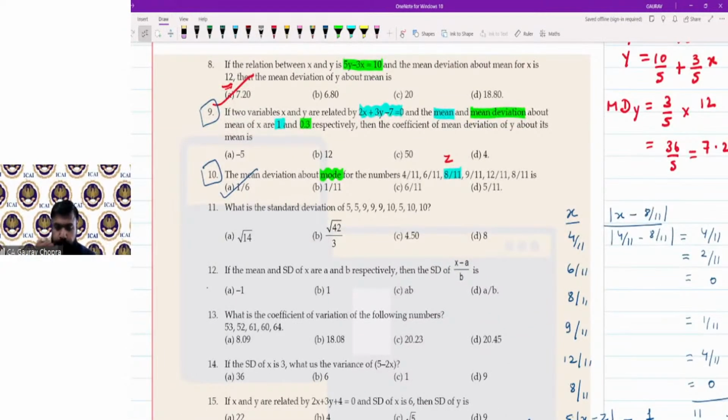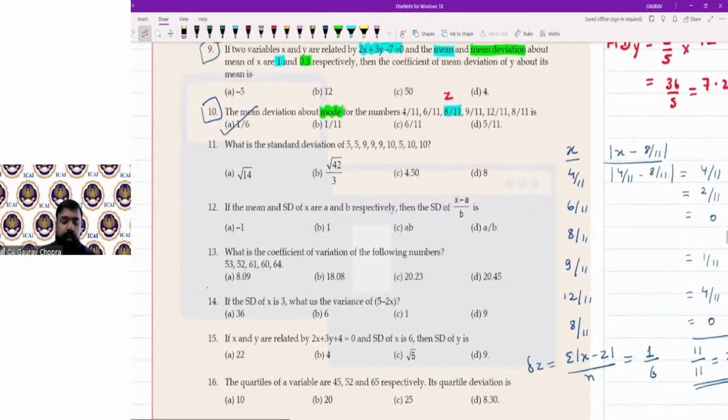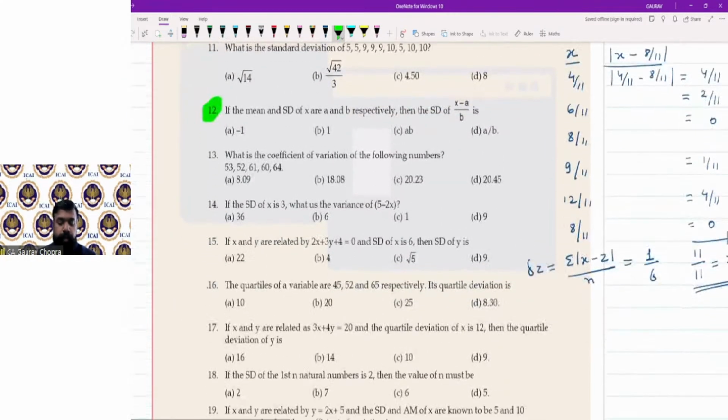Then yes, the 12th one. You have to try the 12th one now. After that, I will answer you. So everybody, try this question number 12. If the mean and standard deviation of x are a and b respectively, then find out the standard deviation of x minus a by b. Come on, you can try this. And this is simple.